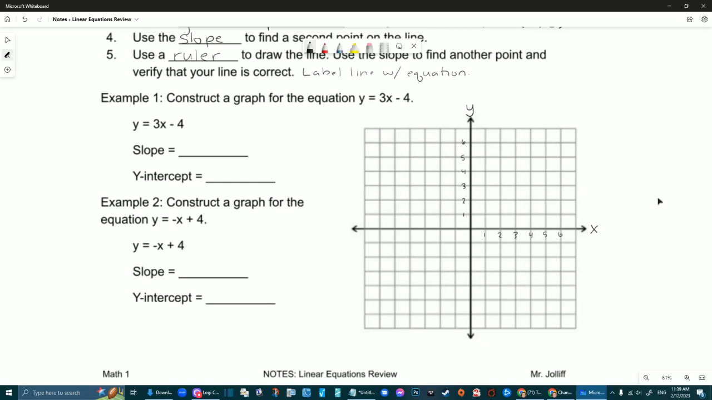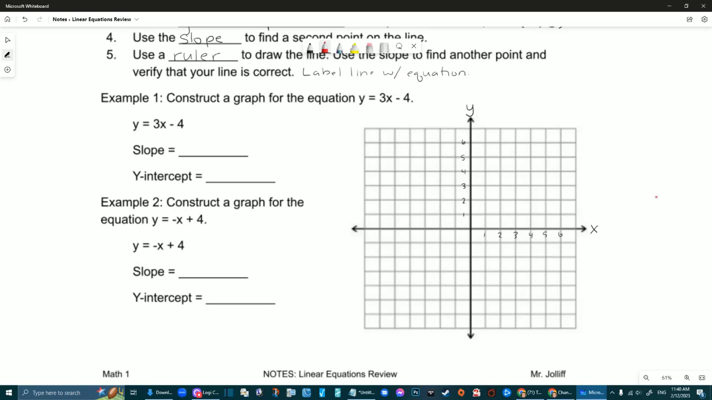So we'll start with example 1. I'm going to again color code these so that we can see the difference. I'm going to do everything for this first example in red and orange, something so that we can distinguish it from the other line, which I'll do in cooler colors. So let's start with construct a graph for the equation y equals 3x minus 4.